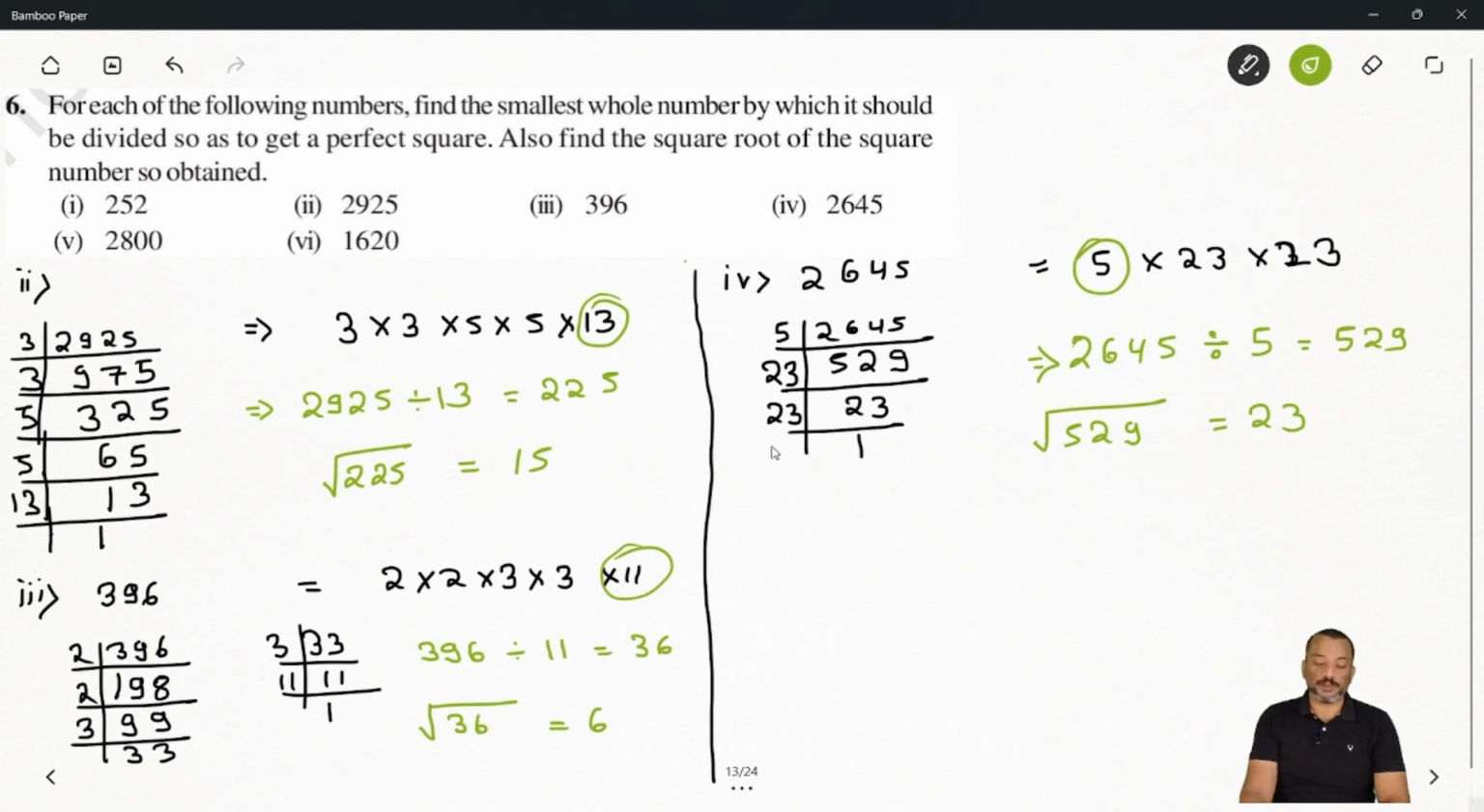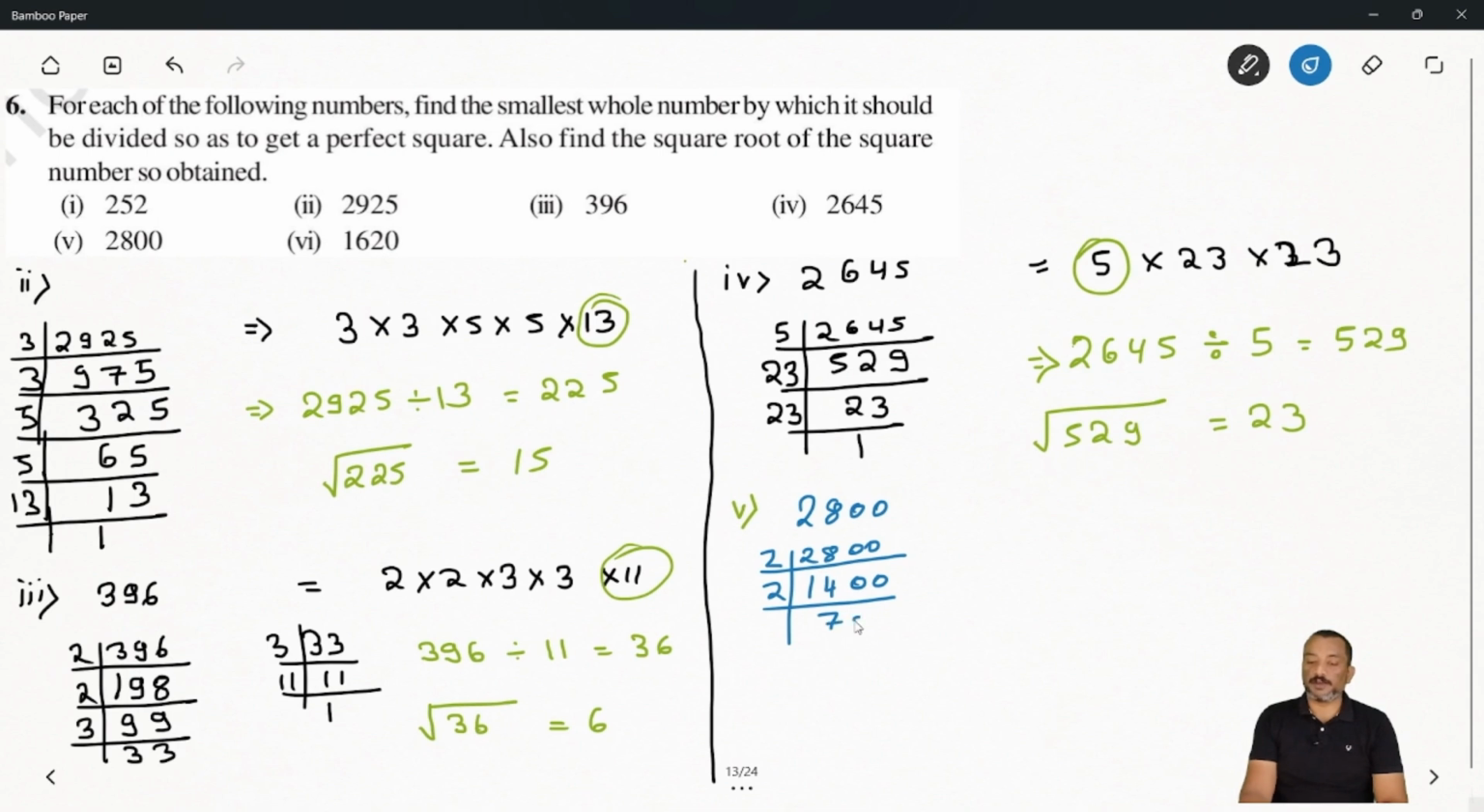Now let's try question number 5. We have to find for 2800. First let's do the prime factorization. For 2800, first we will go with 2, and you will get 1400. Now again go with 2.